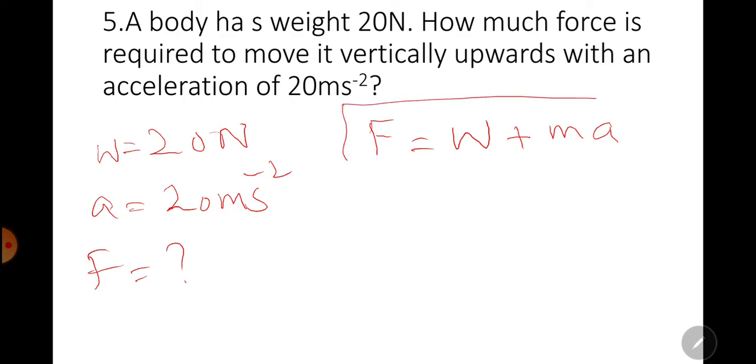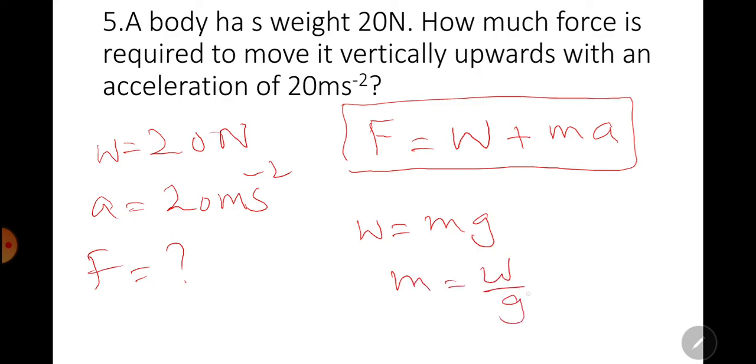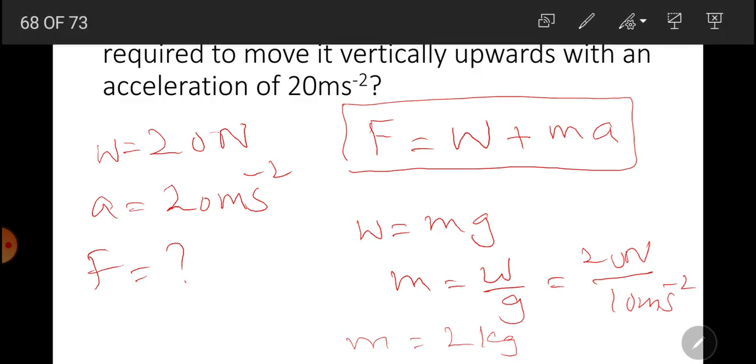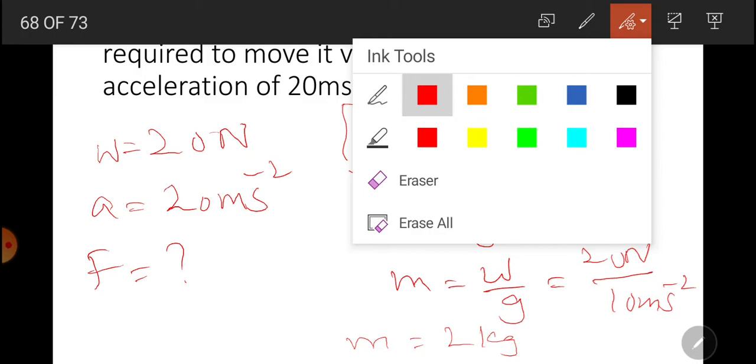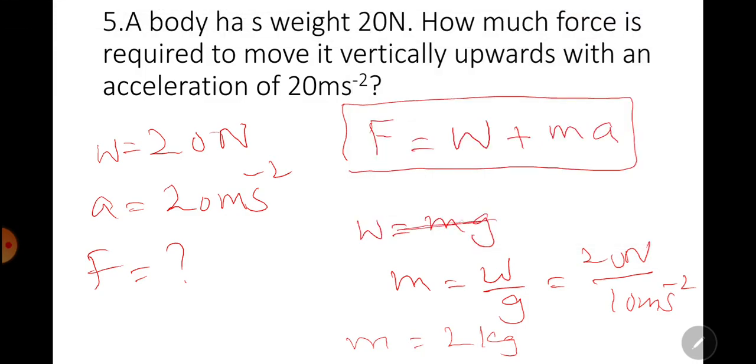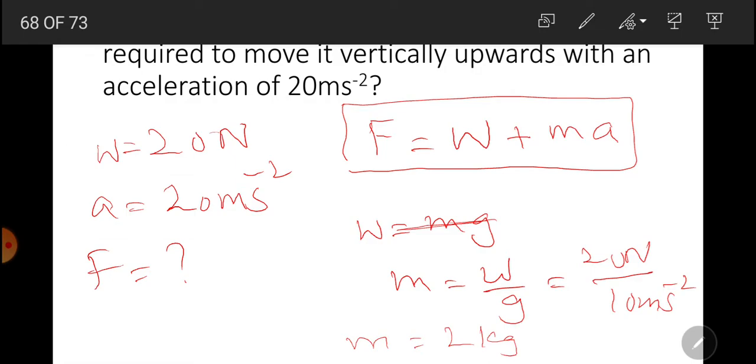So we will use this formula, but before using this formula we have to find out the mass of the body. Mass is equal to W divided by g. W is equal to 20 Newton and g is 10 meter per second square. So mass is equal to 2 kilogram.